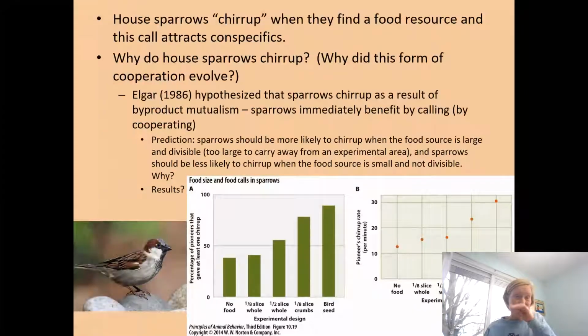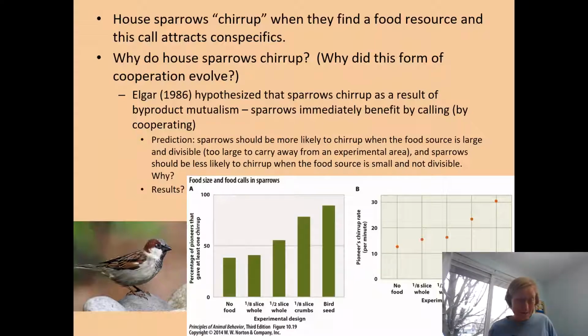Here's another example. House sparrows. Now, house sparrows are much more common. You've seen many house sparrows. They're not native to America, but they're everywhere. And what we know is that when they find a food resource, they'll make this noise. They'll chirp.